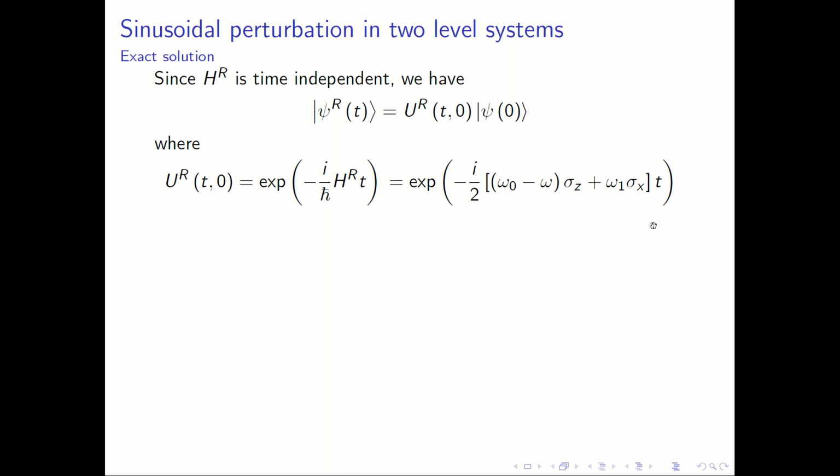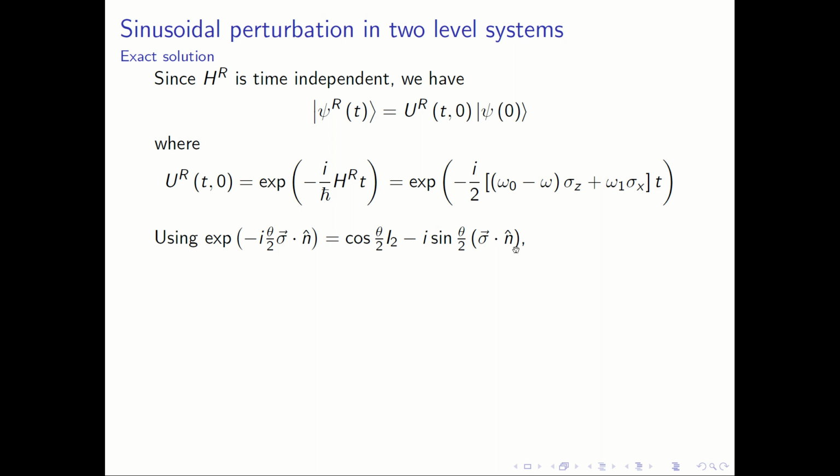Now the properties of the sigma matrices that we have studied earlier tell us how to do this very easily. In particular, if we exponentiate minus i theta by 2, where theta is any real number, into sigma dot n hat, where n hat is a unit vector, and of course sigma vector here is just a vector whose components are sigma x, sigma y, sigma z, then the result is simply cosine theta by 2 I2 minus i sin theta by 2 sigma dot n hat.